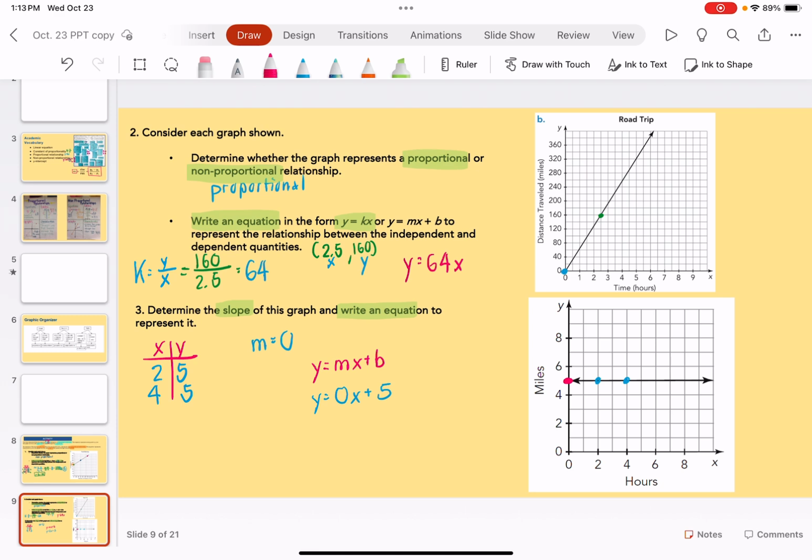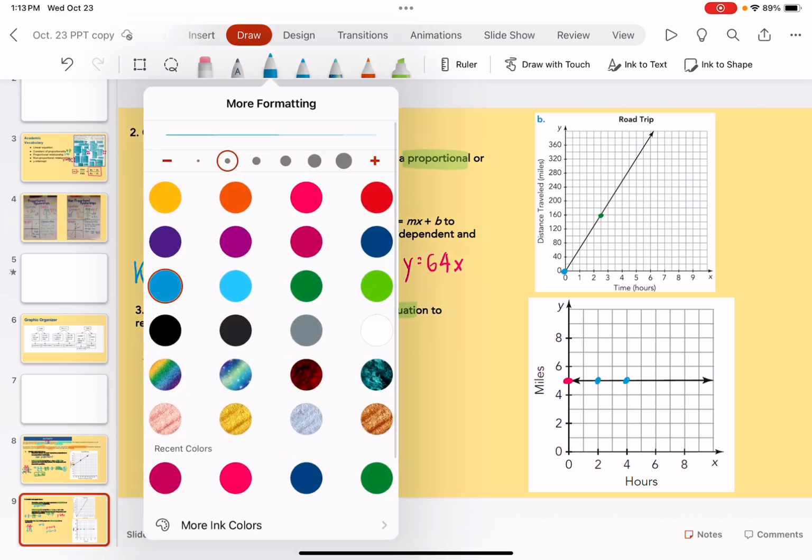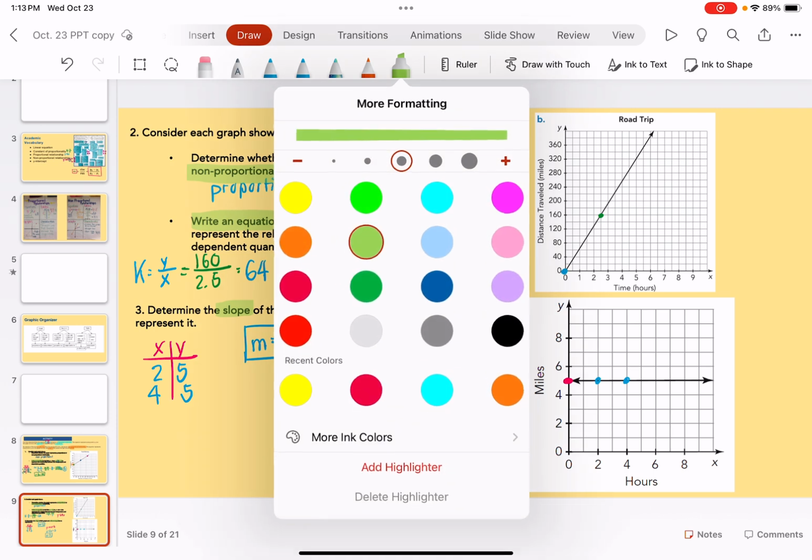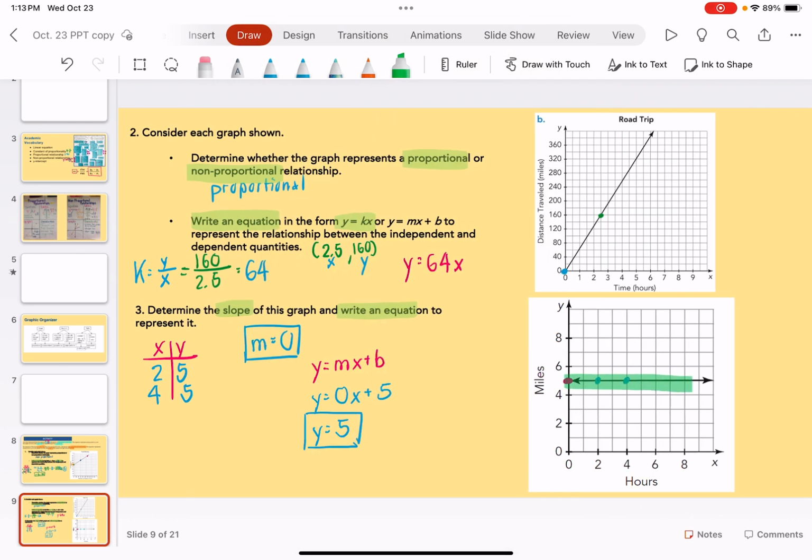And we can actually further simplify this equation because we know that 0 times any number is always going to be 0. So we can just write it as y is equal to 5. So our answer is y is equal to 5 is our equation for this horizontal line, and our slope is 0. So anytime you have a horizontal line, which is a straight line from left to right, our slope is always going to be 0.